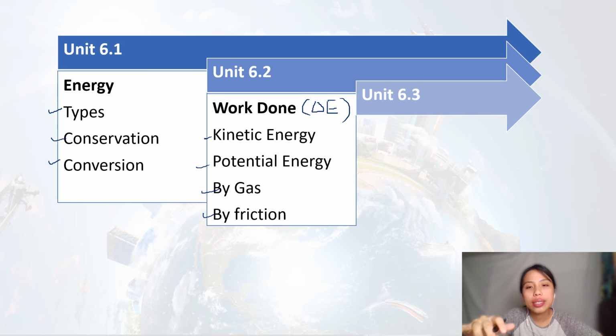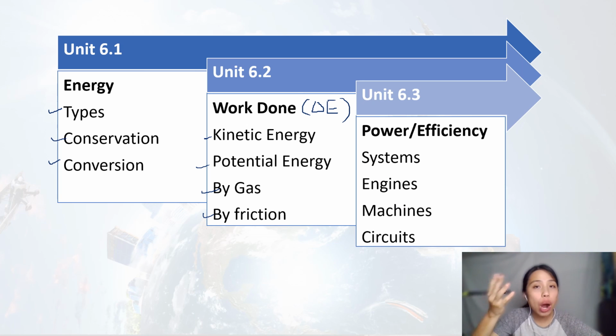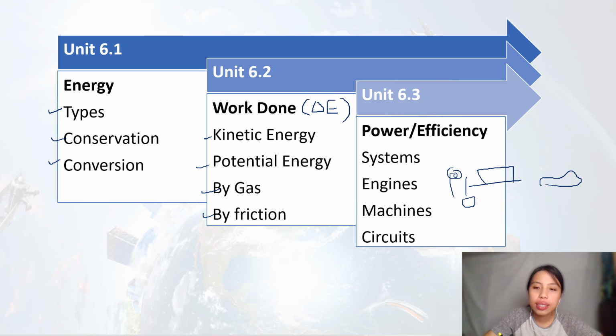Then the last unit will be 6.3 about power and efficiency. So we'll look at fun stuff: systems, engine, machine, circuit, pulley, I don't know, boat, car. Hey, that's not a car. I'll try my best to draw a car. Car, I don't know, crane, elevator, all kinds of stuff.